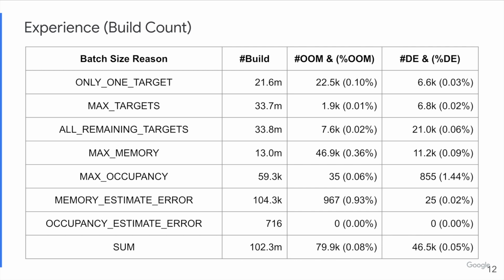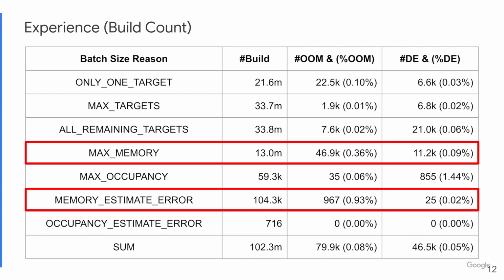This table shows the number of builds, the number of OOMs, and the OOM rate, and the number of deadline exceeded errors, and the deadline exceeded rate for each batch size reason. So looking at the max memory batch size reason, it seems that it has the most absolute number of OOMs, which means the target batch created by our memory model tends to use more memory than other batch size reasons, which is expected. If we don't have the memory model, let's say we have these memory estimation errors, then we can see that we have a higher OOM rate.